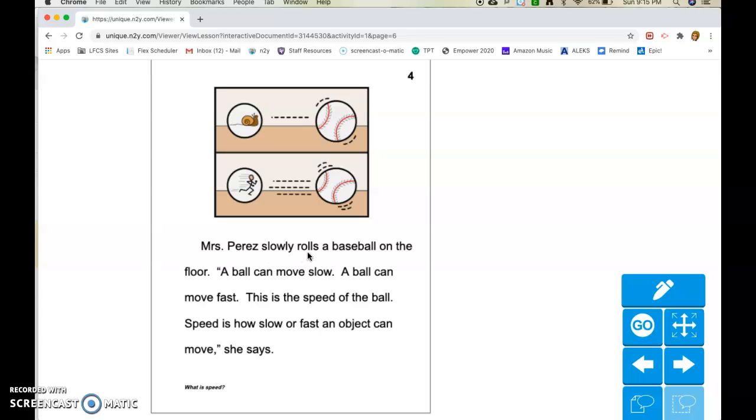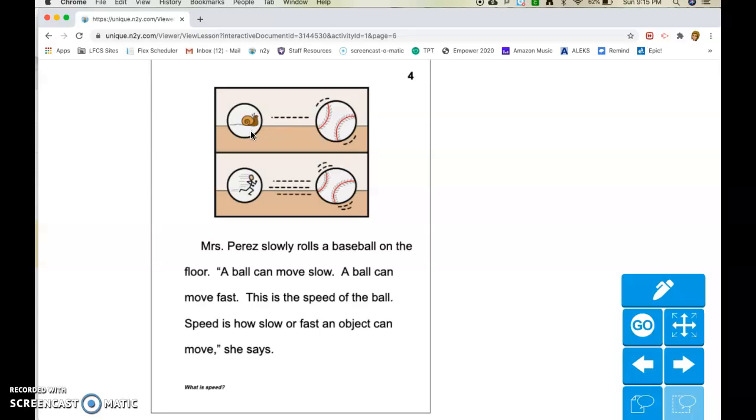Mrs. Perez slowly rolls a baseball on the floor. A ball can move slow. A ball can move fast. This is the speed of the ball. Speed is how slow or fast an object can move, she says.